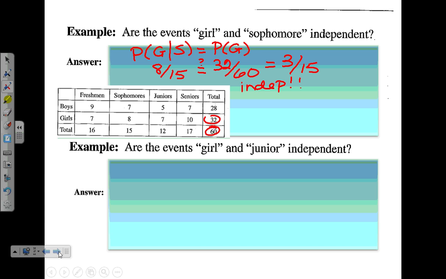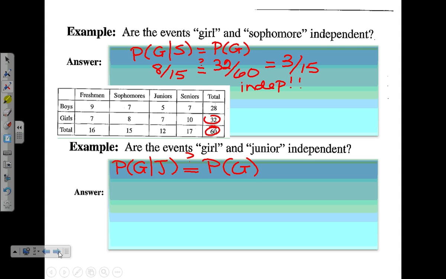This second example: are the events girl and junior independent? Probability of girl given that it was a junior, and we could do this the other way. We could have done junior given that it was a girl. And we're trying to see, is that equal to the probability of pulling a girl?